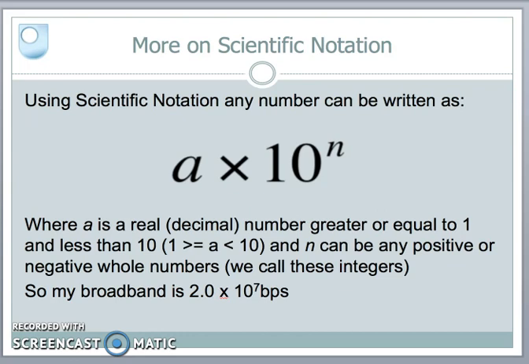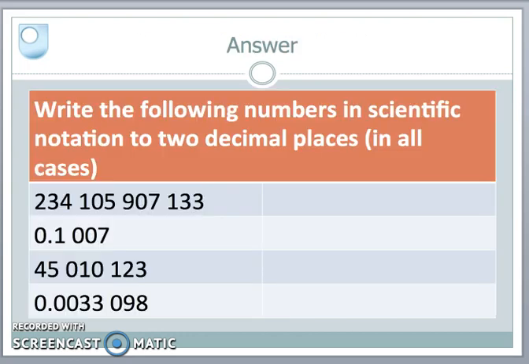But we can start at the bottom end as 1.0 times 10 to an integer power, where n is a whole number. So we saw earlier my broadband speed can be represented as 2.0 times 10 to the power of 7 bits per second. So this is how we can represent any of the numbers we use in our calculations. We can represent them as a single decimal number times 10 to the power of n, where n is a whole number. Let's have a look at some examples.